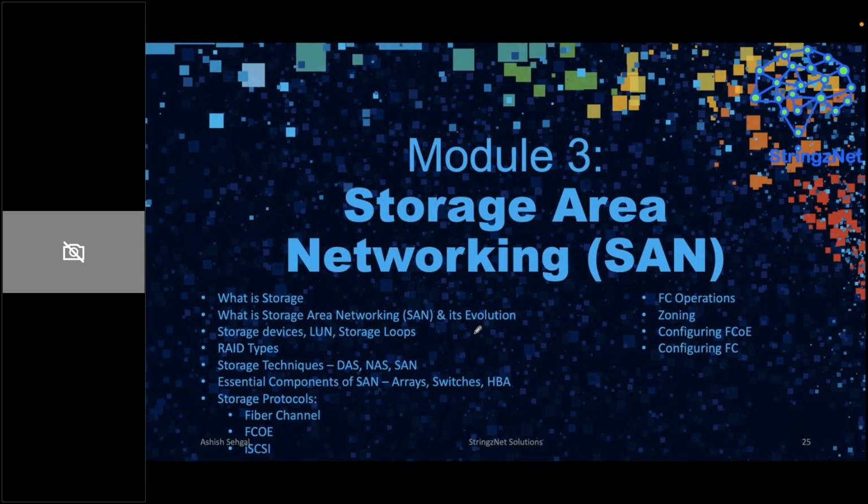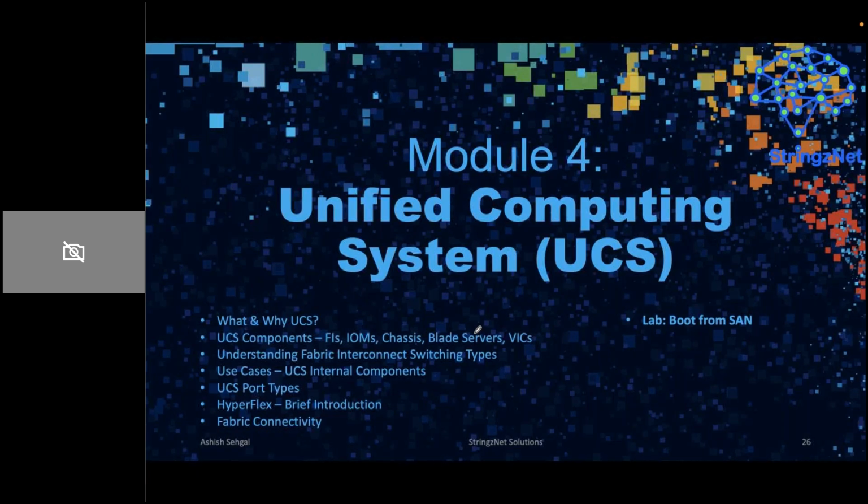Storage area networking is the next module, which we do after ACI. This is basically a foundation for the next topic, Unified Computing System, wherein we have a lab that requires a hands-on understanding of storage area networking. So this is module number 4.